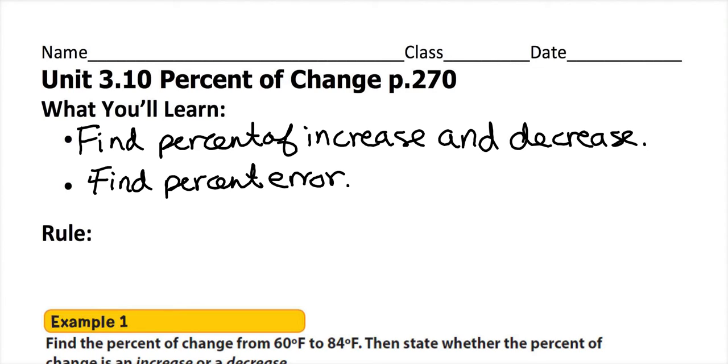Okay, so let's take a look. For this one, we have a new rule to follow. It's going to be very similar to the last one. The difference is we're going to have some different words. Instead of is over of, it's going to be something else. And those new words for today are change over original equals percent over 100.